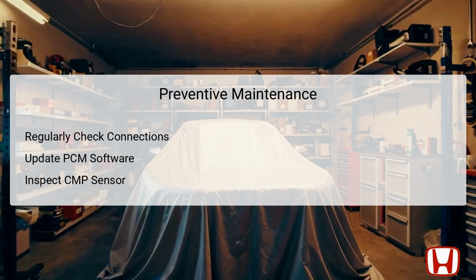Additionally, keeping the PCM software up to date ensures that your vehicle's systems are operating with the latest improvements and fixes from the manufacturer. Covering the CMP sensor's wiring with protective sheathing can also eliminate problems related to wear and tear or physical damage from environmental factors. These maintenance practices not only enhance the longevity of the components, but also improve overall vehicle reliability and performance.